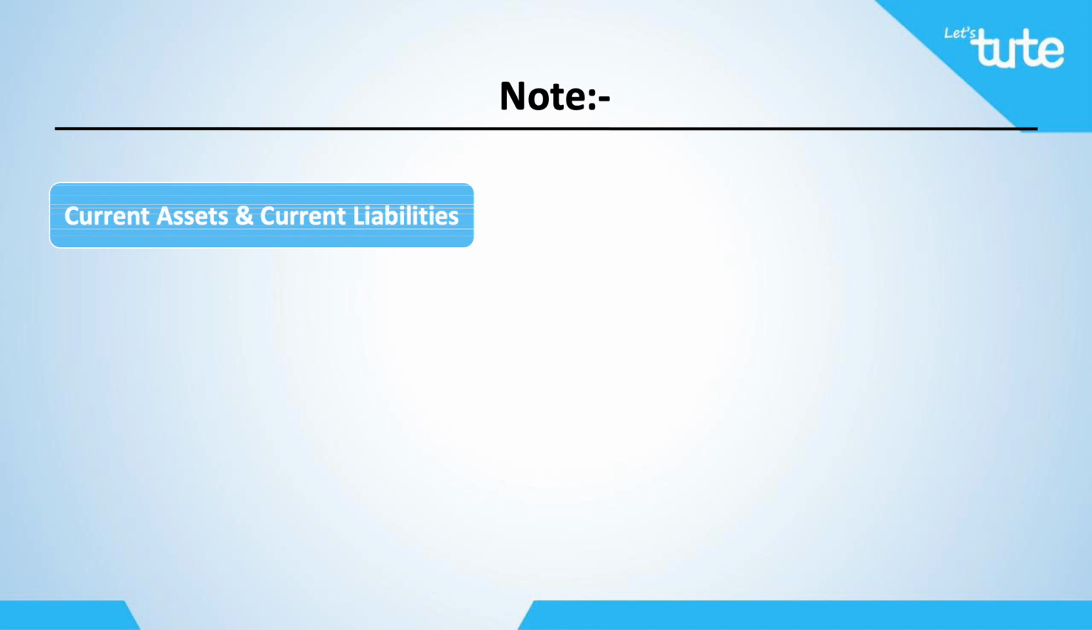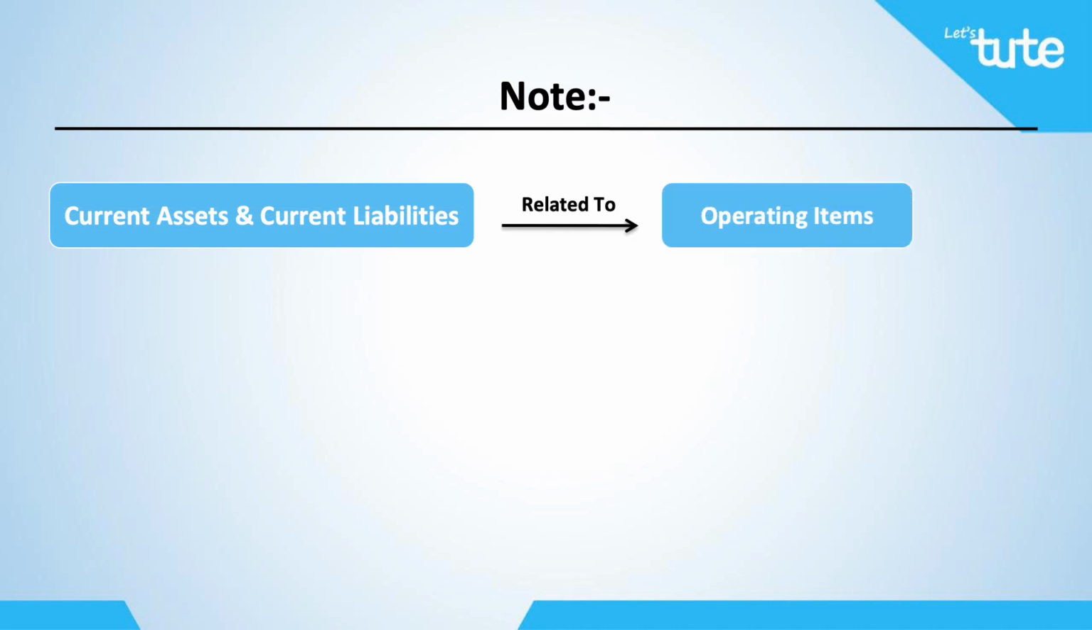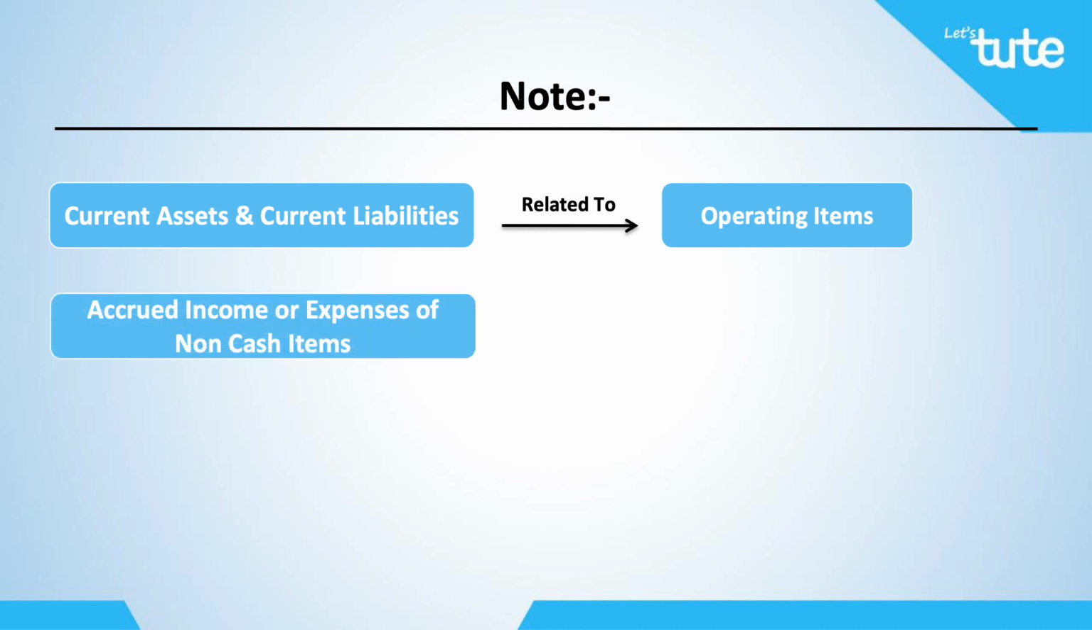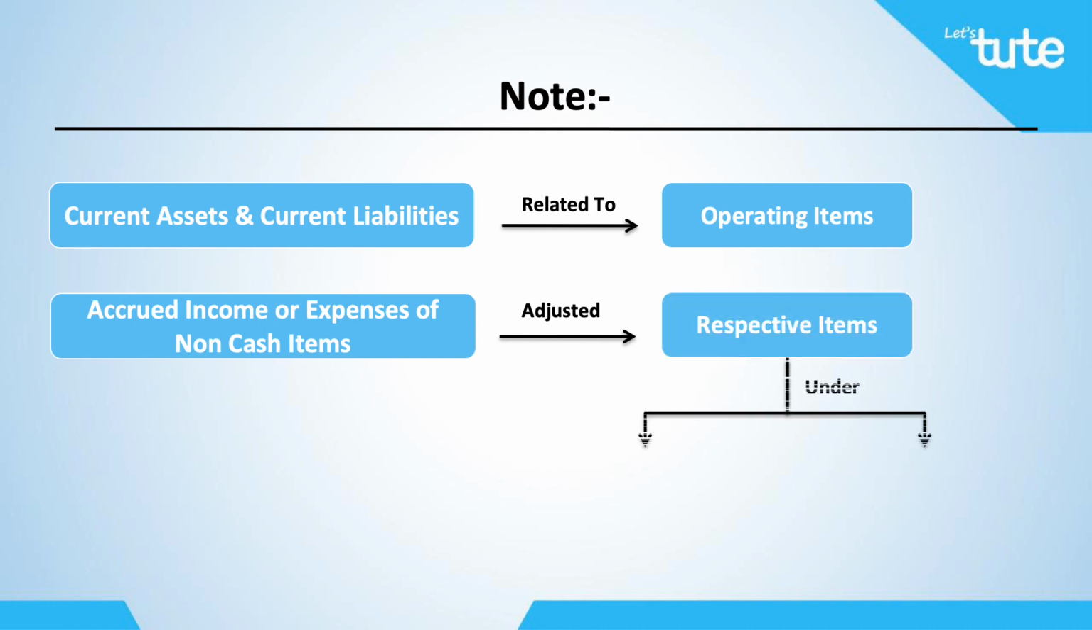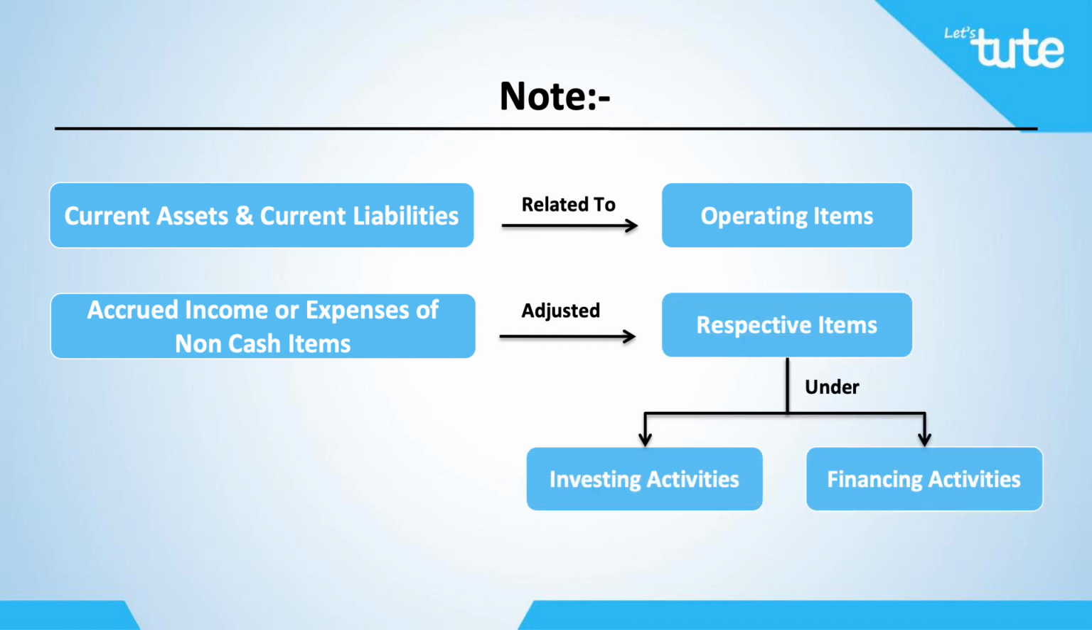And over here, do note that we need to consider current assets and current liabilities only related to the operating activities. So any accrued income or expenses for non-operating items would have to be adjusted with their respective items under the investing and financing activities heading. We shall understand all this in greater detail by solving an example towards the end of this session, and all the concepts we have covered so far will be reinforced through our subsequent problem-solving sessions.